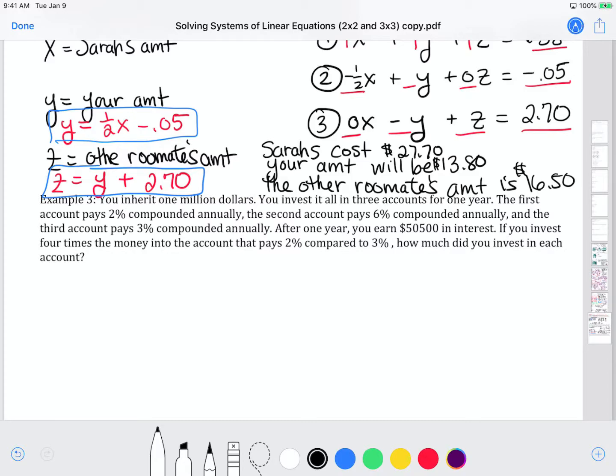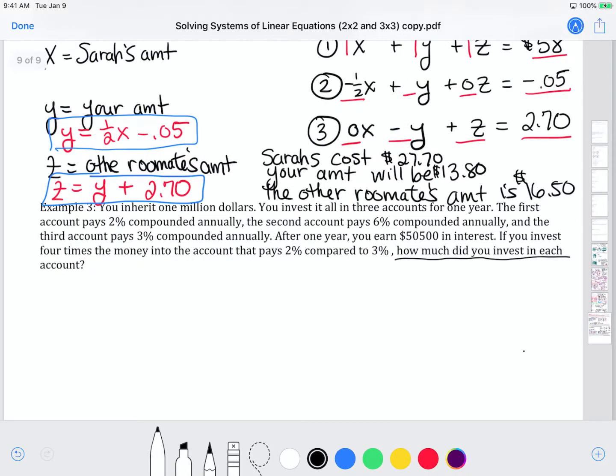That is a lot of information to be thrown at you at once, and it can be a little overwhelming, and that's totally normal. What you want to do is, first of all, read the last sentence again so that you understand what you're looking for. The last sentence will almost always be a question that will ask you directly what you're supposed to find. And in this one, it says, how much did you invest in each account? So we have 3 accounts, so our variables are going to be the amount that's invested in each account.